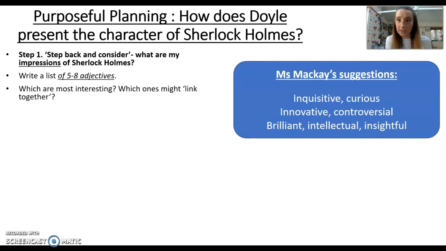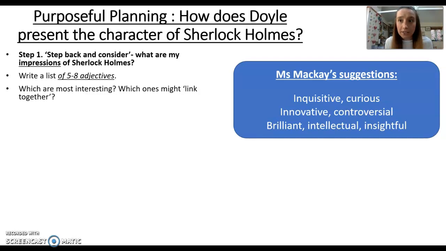So my next little question here on the left is, which of these are most interesting and which might link together? You could pick 3 that are very similar, and you could base your whole essay around proving those 3. Or you could choose 3 very different adjectives and maybe show the different sides and nuances of Sherlock's character. There's no right way of doing it. It's just the way that you think is clearest and that you have the most to say about.